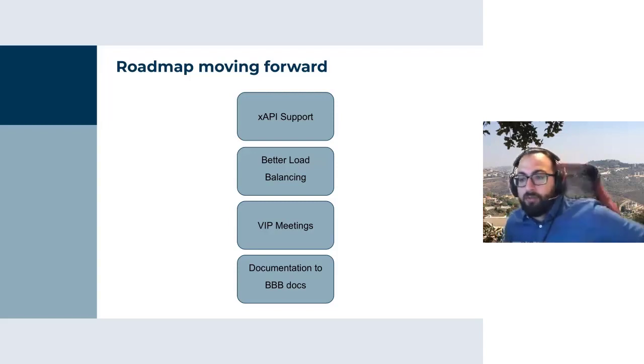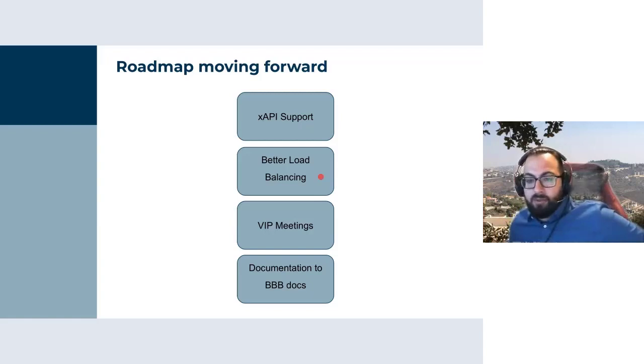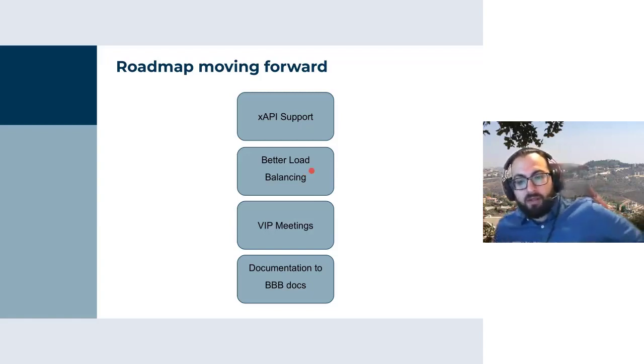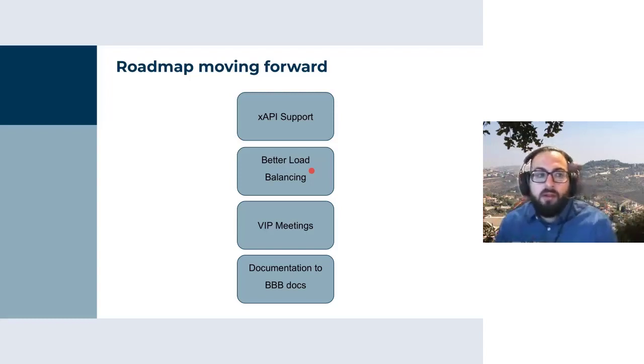Starting from the top going down, xAPI support will be added. We're looking at improving the load balancing algorithm to something a lot more accurate. Right now, it just takes a ratio of users and rooms, I believe it is. Number of users, number of rooms, or number of meetings, sorry. We're going to look at doing something that factors in number of webcams, number of screen shares, number of users, some kind of ratio of that, so you can more accurately load balance across the servers.